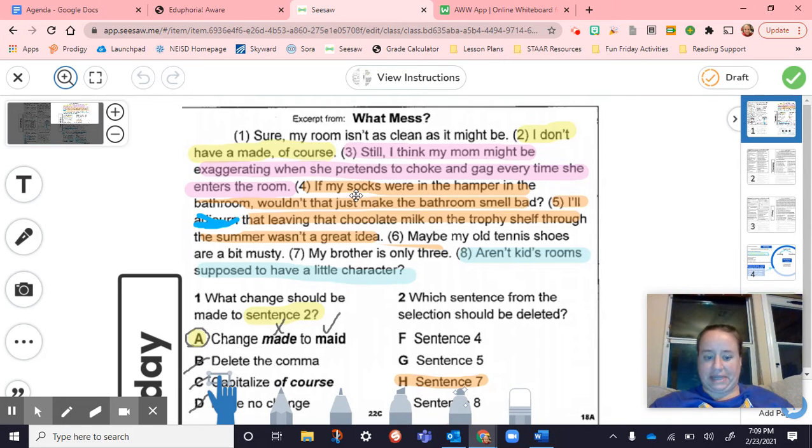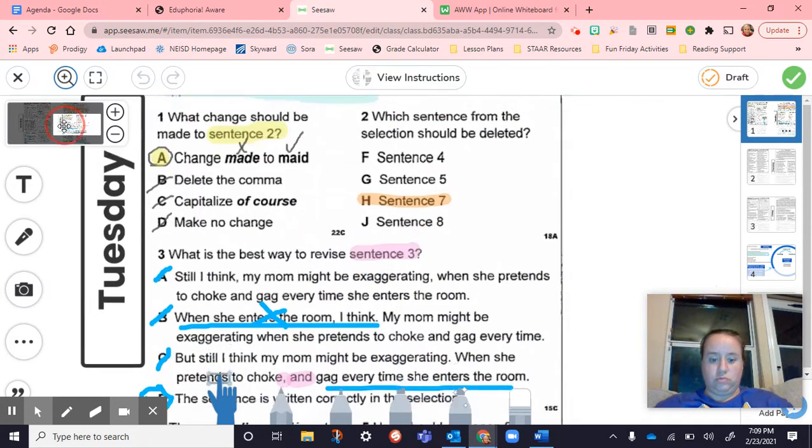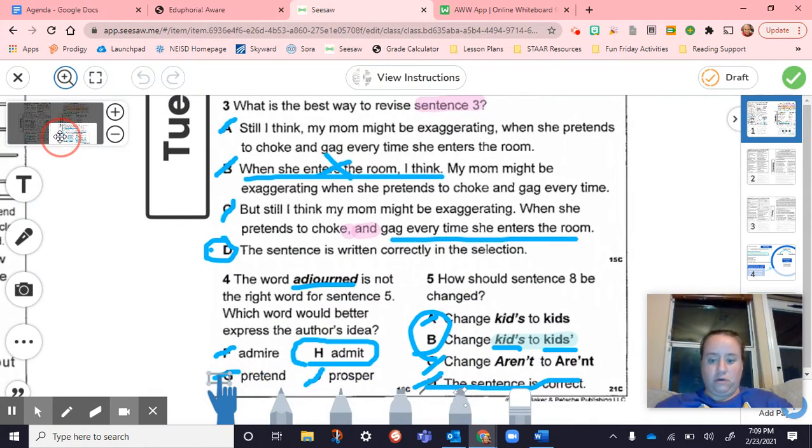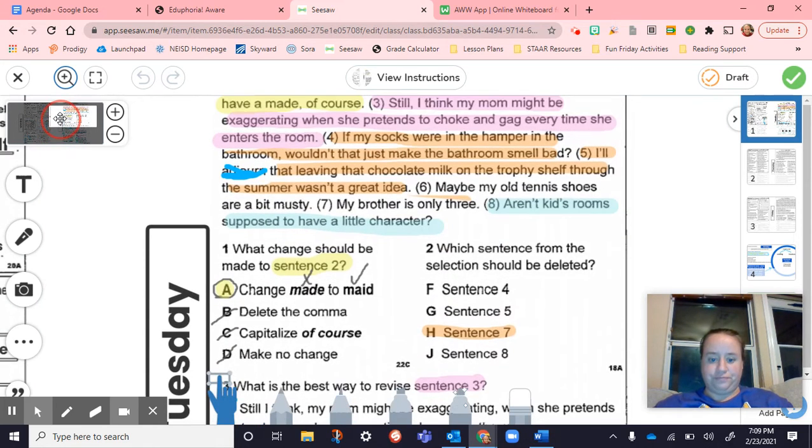Now, this one's really tiny because it's just a practice. It's supposed to be just quick. The ones that are going to be on the benchmark will be a page or two. So you have this passage, this paper that someone's written, and your job is to go make the edits and do the revising. So we did one, two, three, four, and five together.